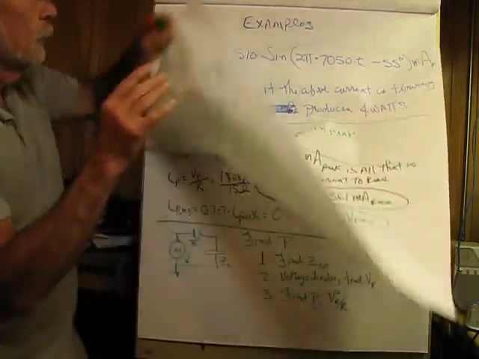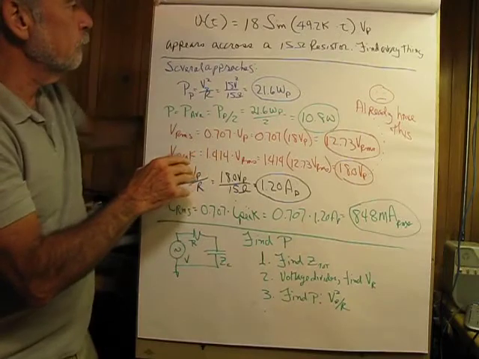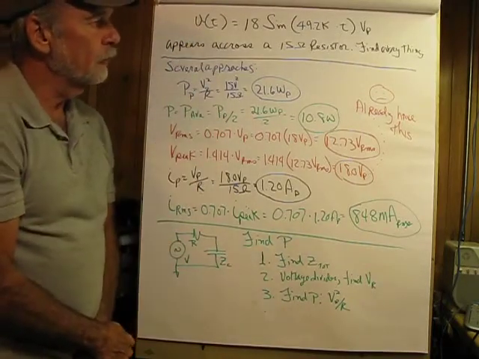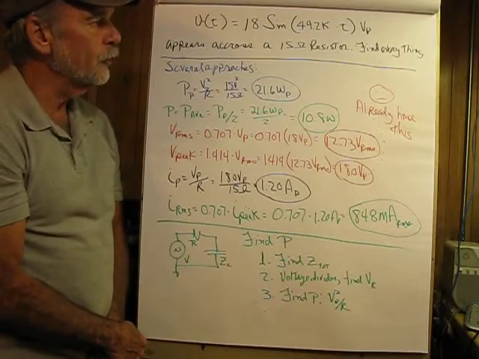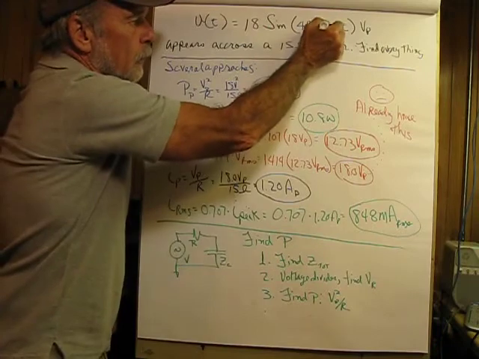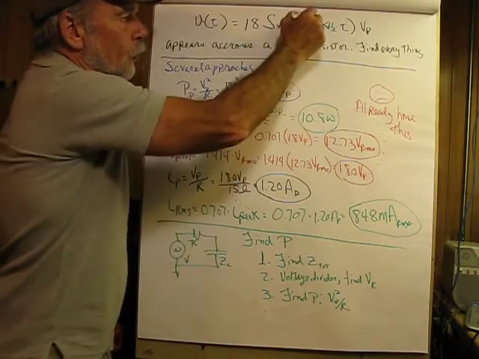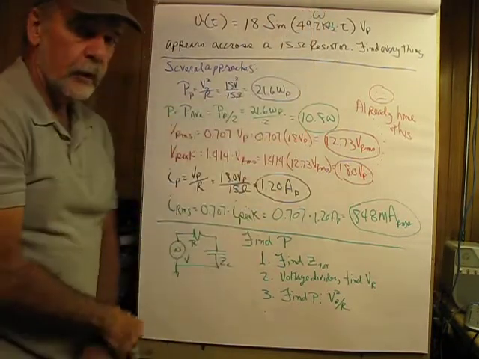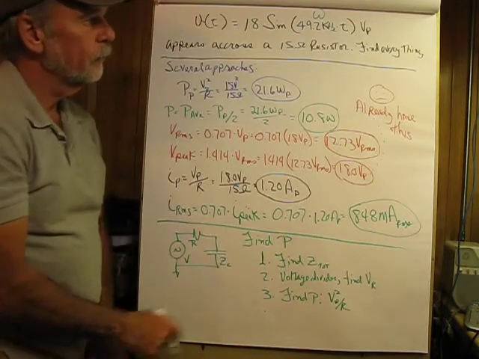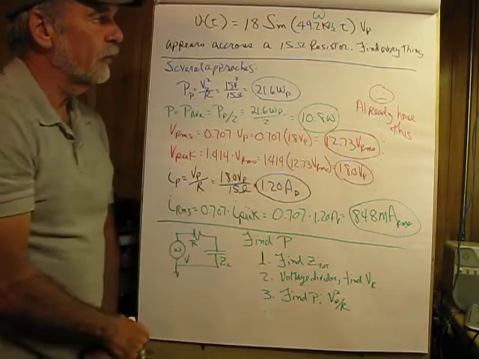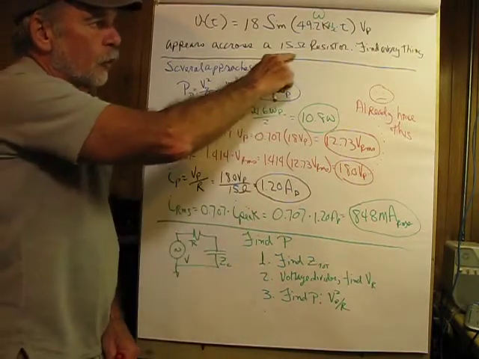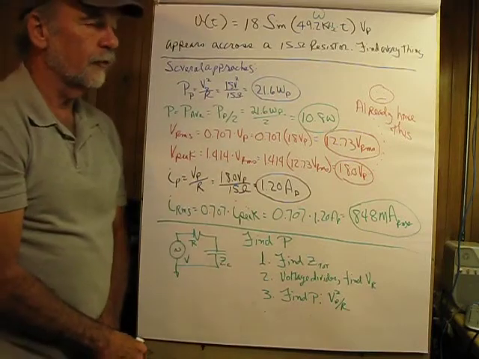So that's one example. Let's look at one more. V of t is equal to 18 sine of 49.2 k, and the units there would be hertz. And this is omega, the radian frequency, 2 pi times f times t, and this time we don't have any offset. This voltage is appearing across the 15 ohm resistor, and our mission is to find everything.